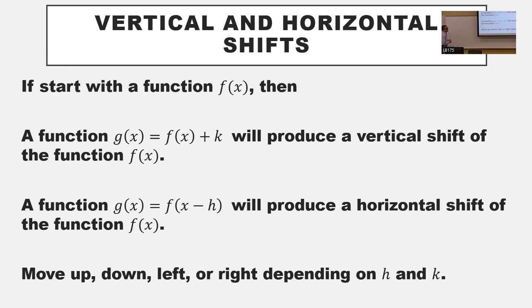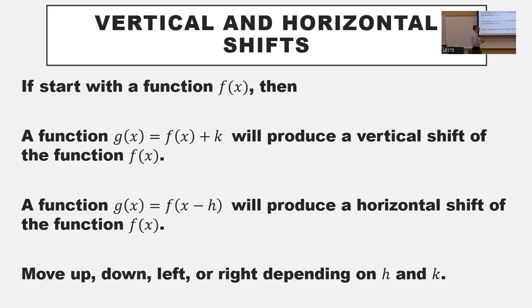On the other hand, if we want to produce a horizontal shift, then traditionally we write it this way, we adjust the inputs. Notice basically this plus k, we're adjusting the output. We're adding k to the output. Here, we're subtracting h from the input. The input is x, subtract h. And that's a horizontal shift.